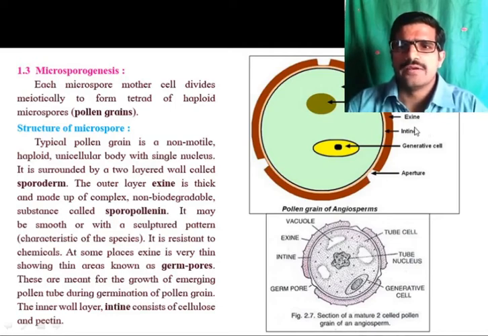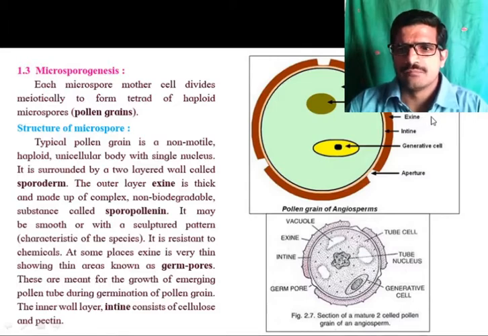It consists of exine, which is rough in nature, and it consists of the chemical substance sporopollenin. That's why it is non-biodegradable, and it protects from mechanical damages.